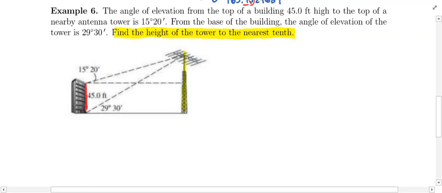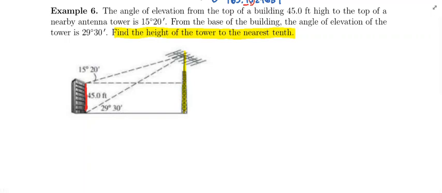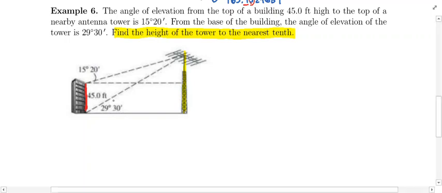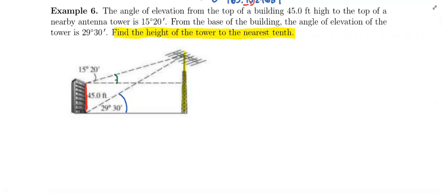We also know two angles. First of all, we know the angle of elevation from the base of the building to the top of the antenna tower. That's 29 degrees and 30 minutes. That's this blue angle. And then we also know this angle right here that measures 15 degrees and 20 minutes. It is the angle of elevation from the top of the building to the top of the antenna tower. Now notice both of these angles are given in degrees and minutes.